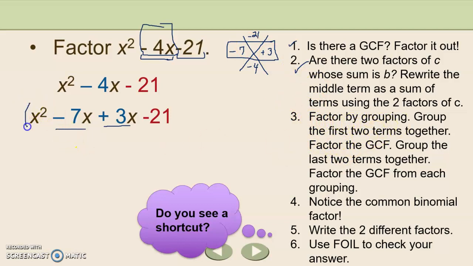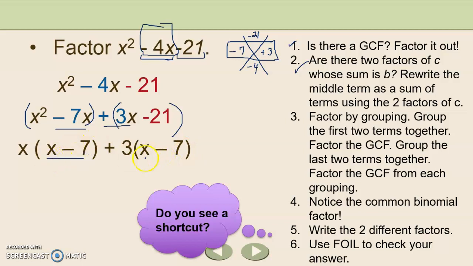I'm going to group the first two terms together and factor the greatest common factor there. And I'll group the last two terms together and factor the greatest common factor there. When I've done so, it looks like this. x squared minus 7x, they have an x in common. That's what goes outside as my greatest common factor, and what they have remaining is x minus 7. Over here, 3x minus 21, they have a 3 in common, and what's remaining is x minus 7. You should notice that we have a common binomial factor if we've done that correctly.